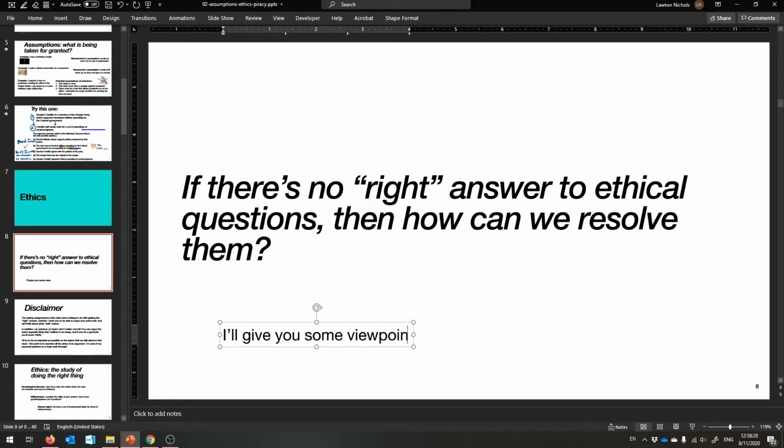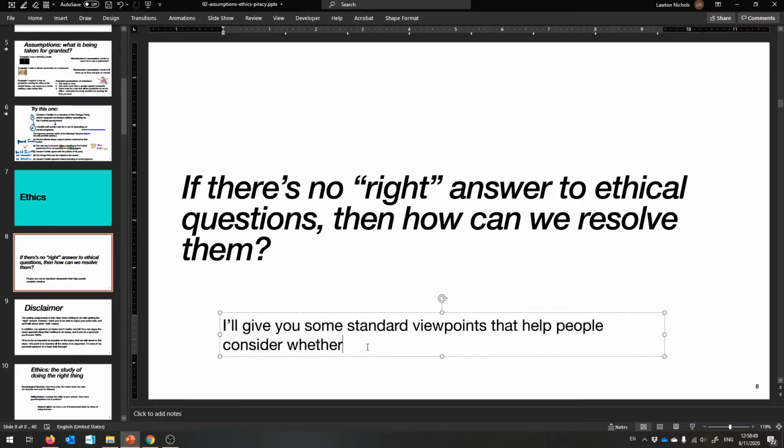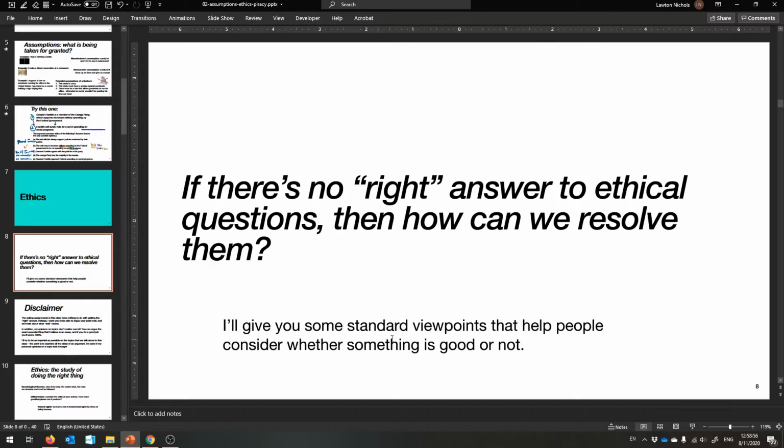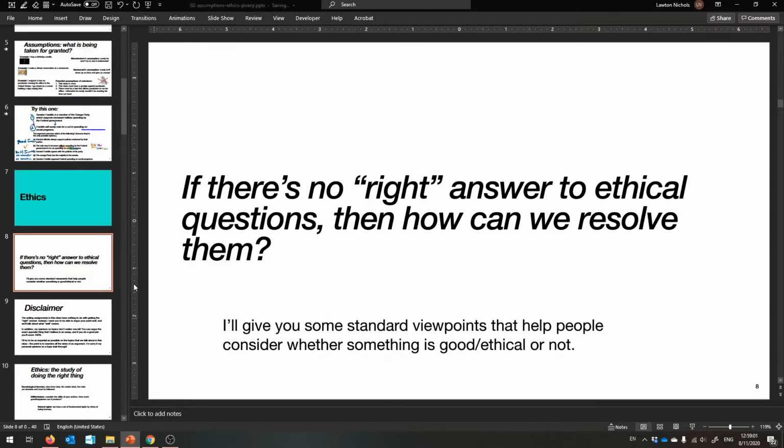Some viewpoints, some standard viewpoints that help people, I guess, not argue, but consider whether something is good or not. All right? Whether you should do something or not, whether it's ethical. Something like that. All right.